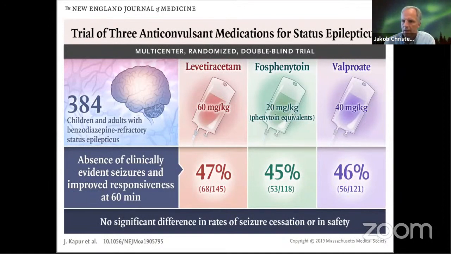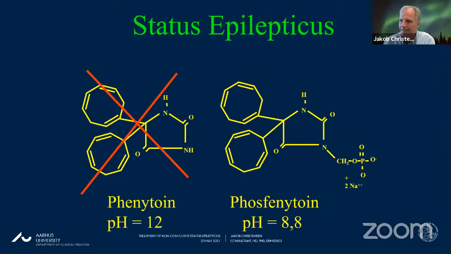They compared three different drugs: levetiracetam, fosphenytoin, and valproate, which were at the time of the planning of the study the three relevant options for treating convulsive status epilepticus. And you know that the efficacy and the side effect profile were similar across the three drugs used. So this was the efficacy. There are some things that need a little bit of specific attention.